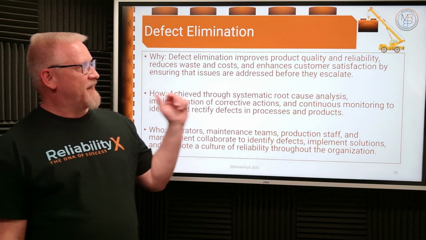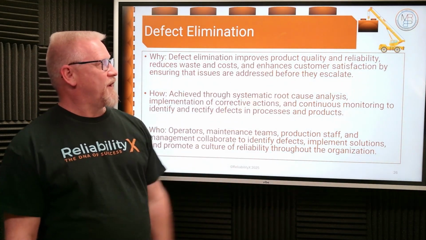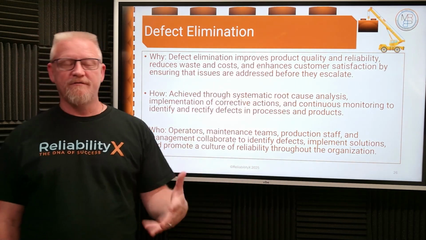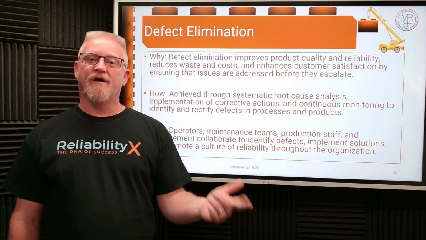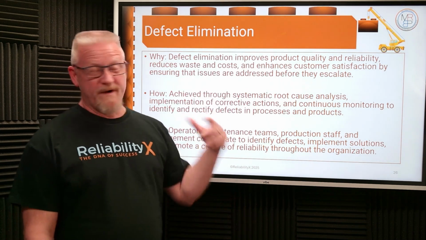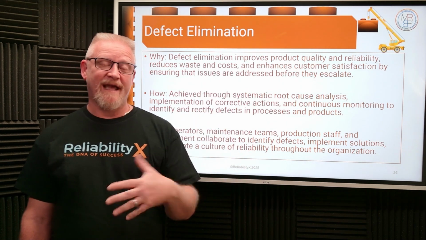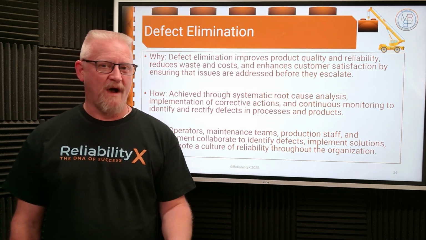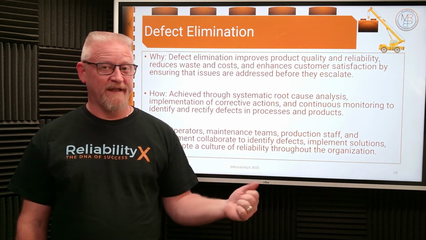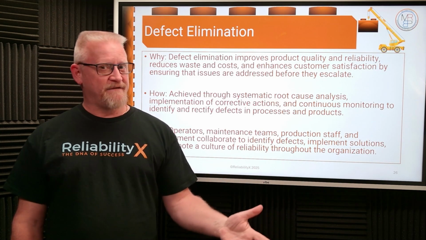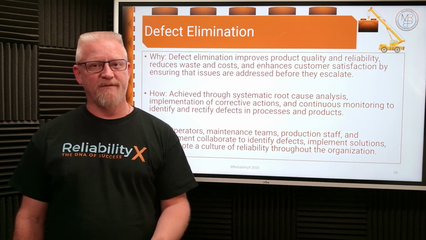Defect elimination makes sure that we can improve product quality and reliability by reducing the defects that cause cost and inefficiency. And so we want to make sure we identify and eliminate them as fast as possible. This is why we have the CIL in place, so that we can clean and inspect and identify defects. Now those defects have to be eliminated.